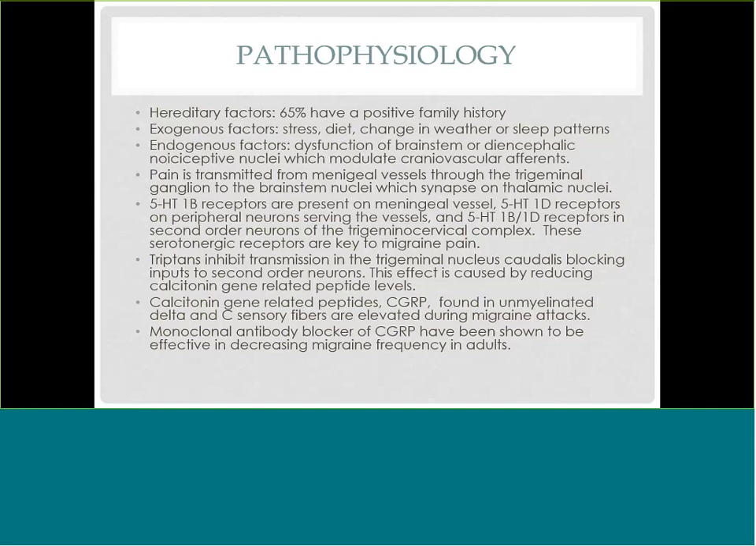The endogenous factors we think are associated with dysfunction of the brainstem and diencephalon nuclei that serve pain. One of the ways to think about this is that the intrinsic buffering system that's mediated through the trigeminal nerve is dysfunctional. Pain is transmitted primarily from meningeal vessels, both arteries and veins, through the trigeminal ganglion to the brainstem nuclei, which subsequently synapse on thalamic nuclei, which then send information on to the cortex.